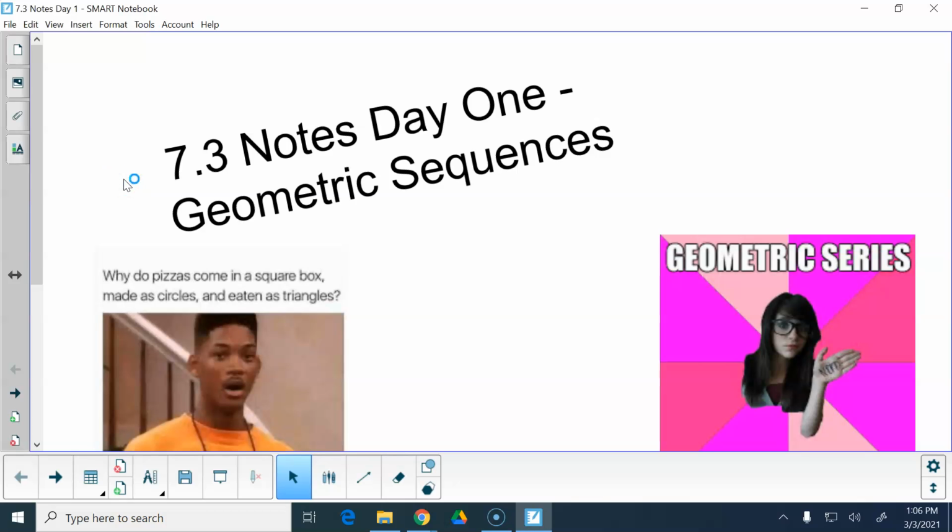All right, here we go. So we're going to start geometric sequences today. We're going to shift away from arithmetics to geometrics. Tomorrow we will be talking about geometric series. Then you'll have a quiz to do over the weekend. And then Monday we'll talk about application problems with geometric sequences and series. And then we'll move on to infinite geometric sequences and series.